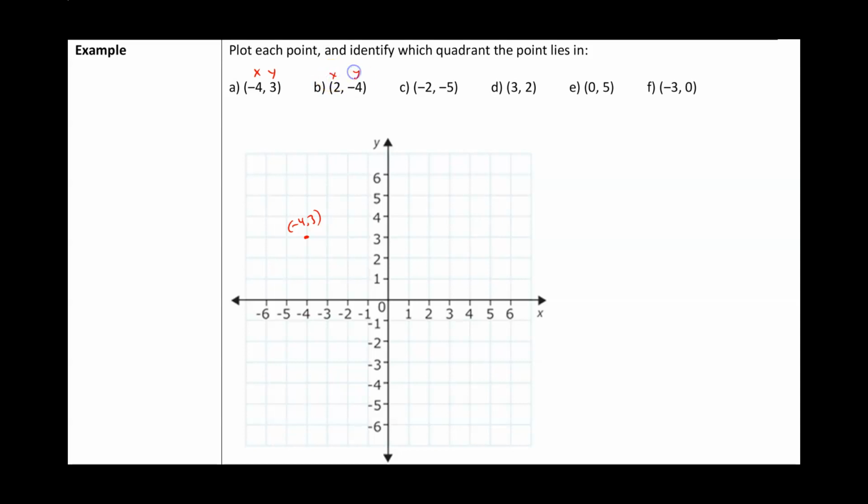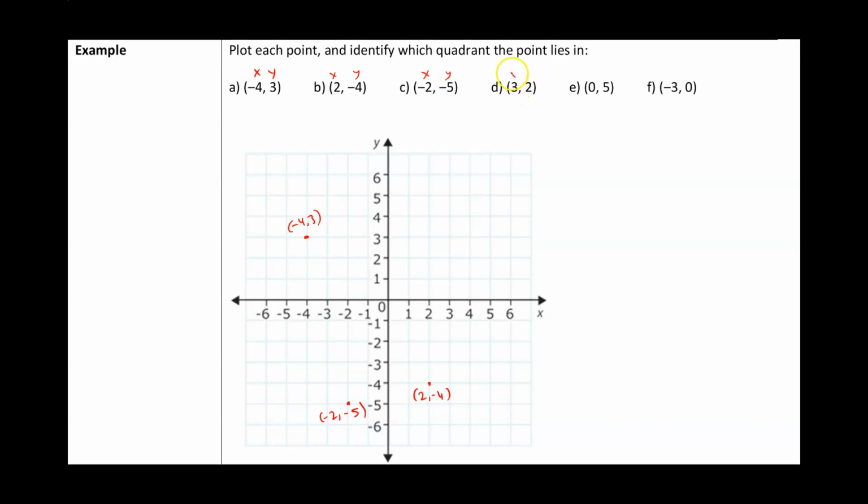The next one is 2, -4. So we have an x coordinate of 2 and a y coordinate of -4. Next, we have -2, -5. We have an x coordinate of -2 and a y coordinate of -5. So the first value tells you how much to go left or right. The second value tells you how much to go up or down.